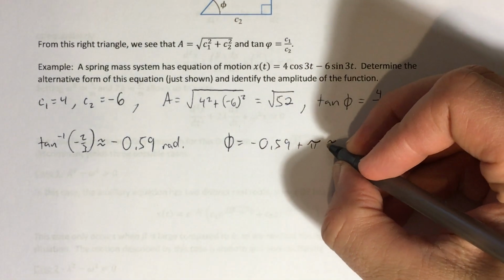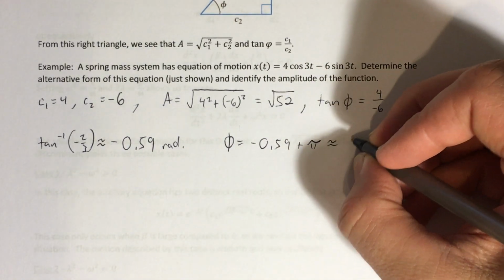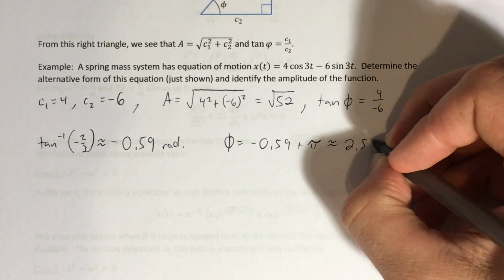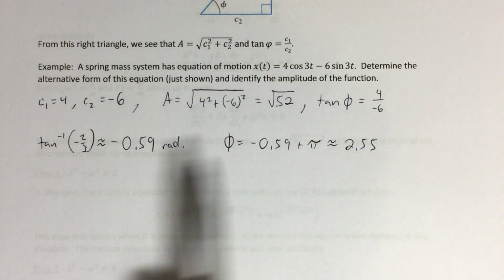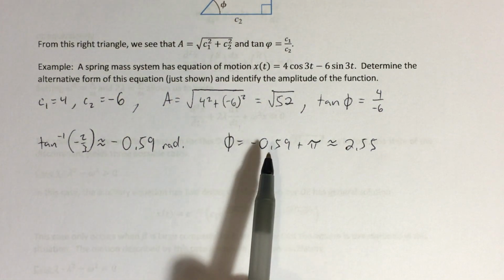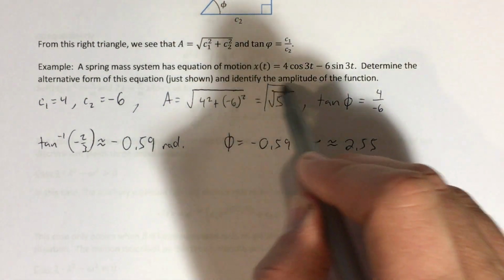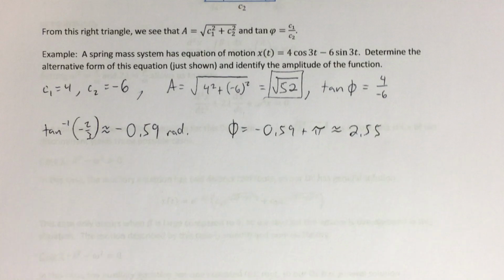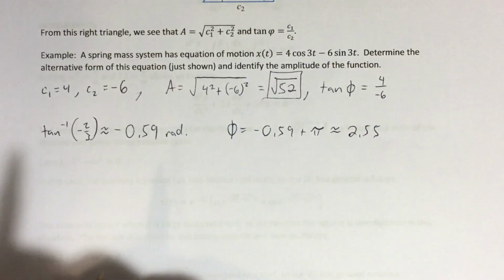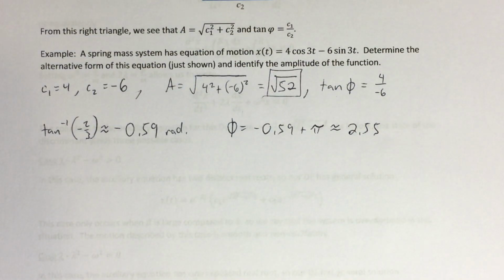I think I didn't write my answer down, unfortunately. I think that comes out to approximately 2.55. So what that means is that we have our amplitude now, which is here. Notice that was one of the things that we were asked for in this problem, but we can also put the information here together to find our sinusoidal version of this function.